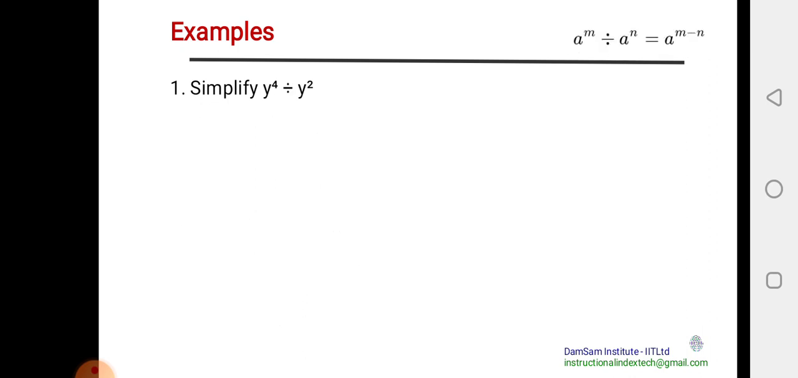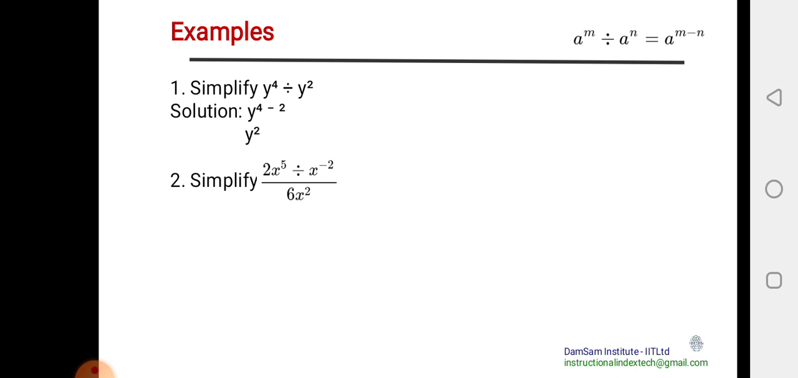That is it. The second law is a raised to power m divided by a raised to power n equals a raised to power m minus n. The division in between them will turn to subtraction at the power. So when we are asked to simplify y raised to power 4 divided by y raised to power 2, we can easily have it to be y raised to power 4 minus 2, and that becomes y raised to power 2. Another example can come in this manner.